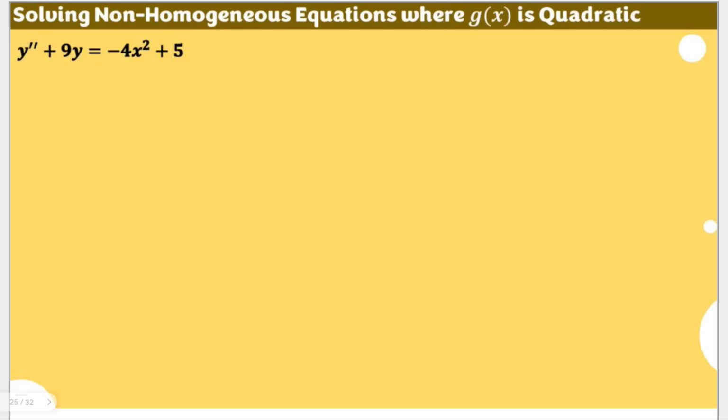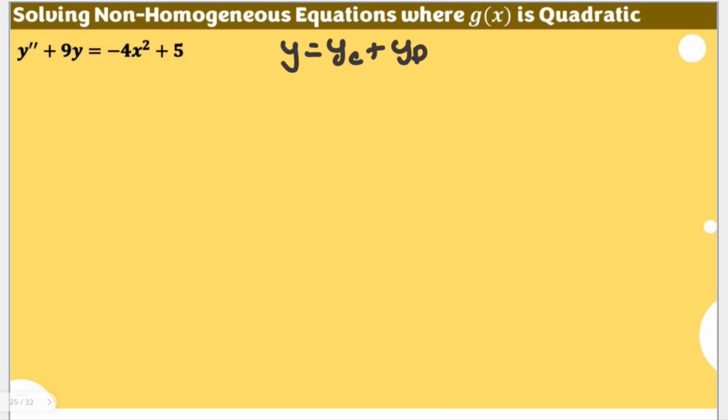Our equation, the second order derivative of y plus 9y is equal to negative 4x squared plus 5. This is an example of a non-homogeneous higher order equation. And we can solve this following this general solution. y is equal to y sub c plus y sub p.